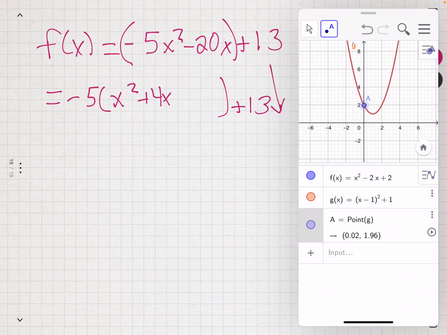And so what I need to do is take my middle term, let me pick a different color, middle term, divided by 2, and square it. 4 divided by 2 is 2, squared is 4.